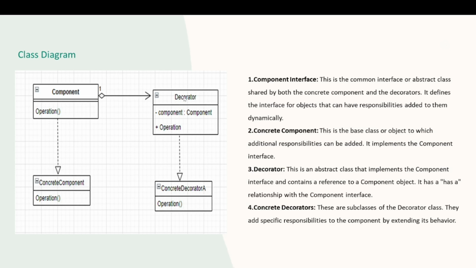Using the decorator. This decorator is an abstract class. It implements this component interface and contains a reference to the component object. So it has a relationship with the component class. Next comes concrete decorators, subclasses of the decorator class. They add a specific responsibility to the component by extending its behavior. So this is how the class diagram of the decorator design pattern looks.